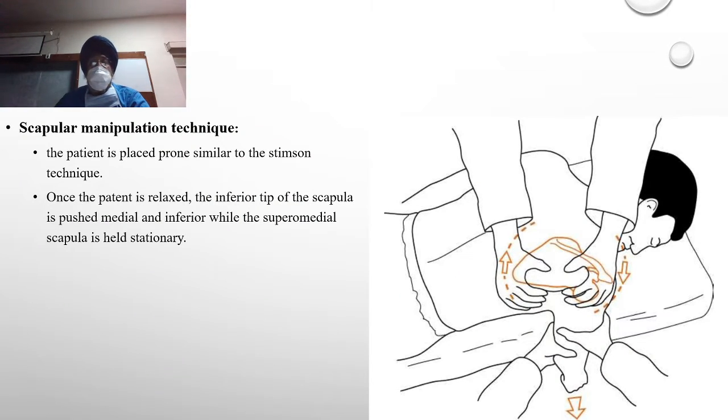Then the scapular manipulation technique. The patient is placed prone, similar to the Stimson technique. Once the patient is relaxed, the inferior tip of the scapula is pushed medially and inferiorly, while the superior scapula is held stationary. So this is the technique.